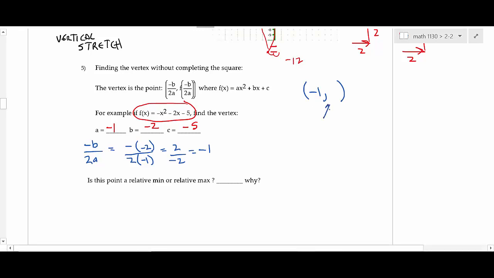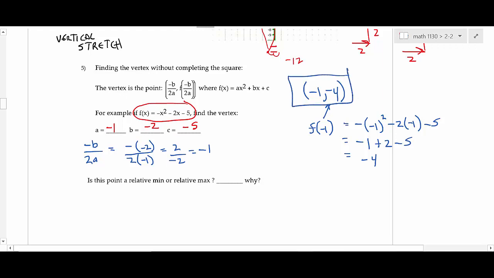Now, if you want to find the y value, all you do is just evaluate the function at negative 1. So take the function I gave you, everywhere you see an x, plug in negative 1. So you'd have negative 1 squared minus 2 times negative 1 minus 5. So that looks like negative 1 plus 2 minus 5. So let's see, that would be what? Minus 4 if you do the arithmetic on that then, okay? So what you would get is your vertex on this problem would be negative 1, negative 4.